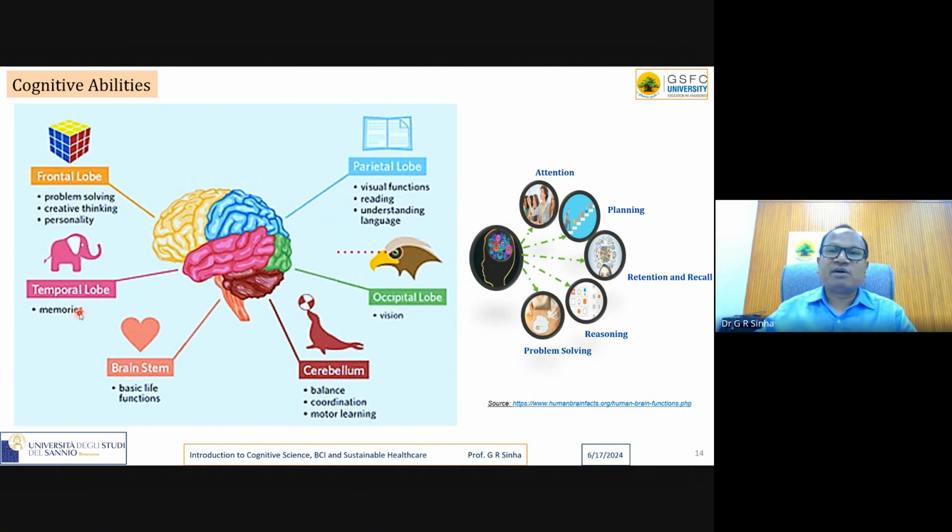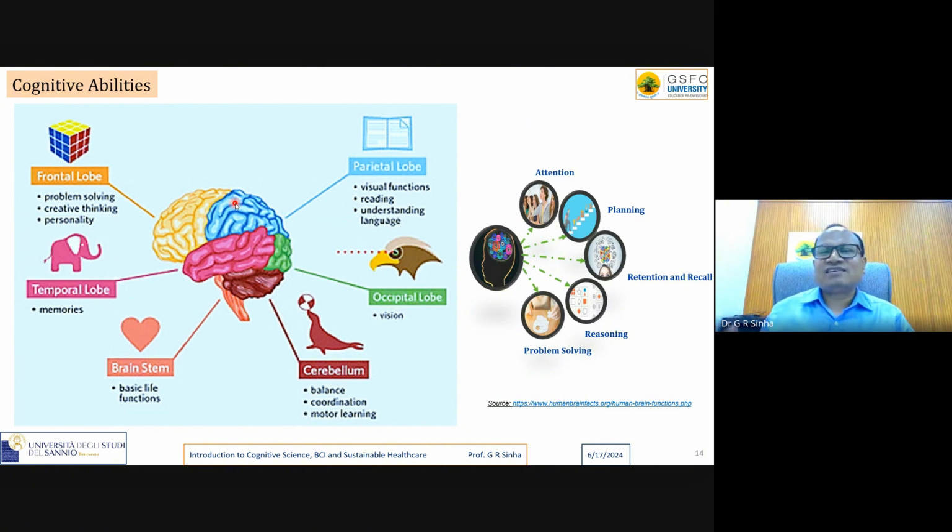The temporal lobe is related with memories. The brainstem is connected here, and then the cerebellum is an area here just below the occipital. The occipital is associated with vision, I have already explained to you. The cerebellum is used to provide balance, coordination between all these functionalities, and motor learning. The parietal is related with visual, reading, understanding the language. If you have a better understanding of language, speaking the language, translating the language, it is all because of this parietal lobe, which is there in the brain.